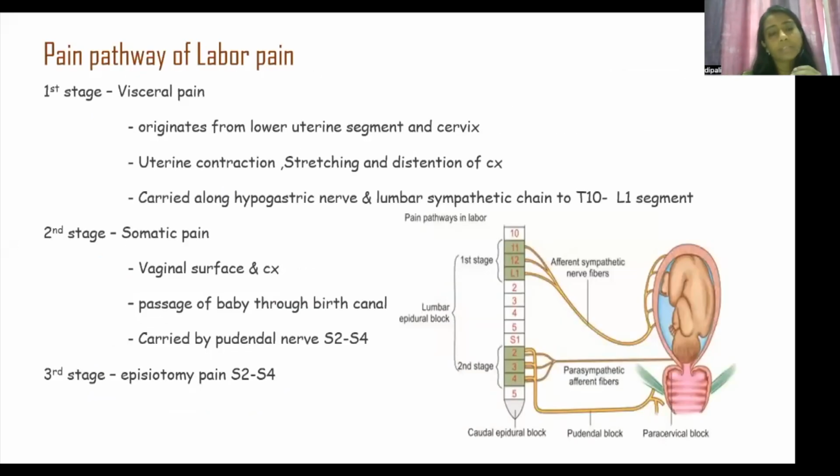The labor pain pathway originates from the uterus, cervix and the perineal structures. In the first stage, pain is mainly visceral and it originates from the lower uterine segment and cervix. It is mainly because of uterine contraction and stretching and distension of the cervix. It is carried to the T10 to L1 segments. And in the second stage, it is a somatic pain because of passage of the baby through the vaginal canal, causing pressure on the vaginal and perineal structures. It is mainly carried to the S2 to S4 segments.